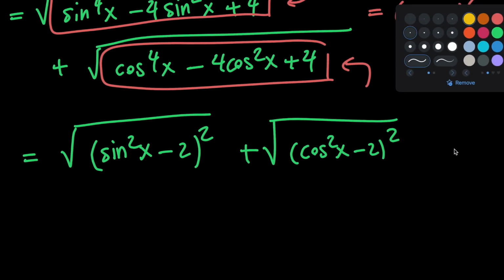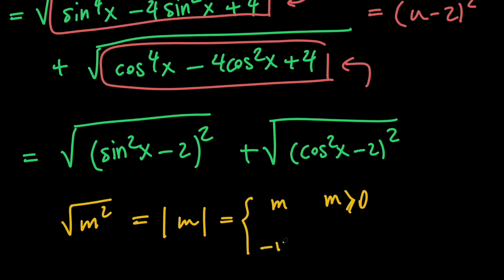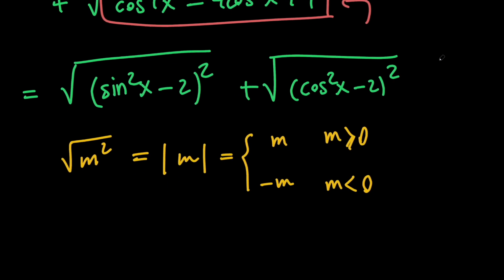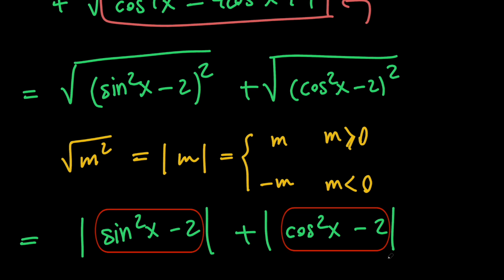Now notice that the square root of m squared equals the absolute value of m, and the absolute value of m equals m if m is non-negative, and it is equal to negative m if m is negative. So from this, I can say that our expression equals the absolute value of sine squared of x minus 2 plus the absolute value of cosine squared of x minus 2. Next, we need to find out whether these expressions are positive or negative.